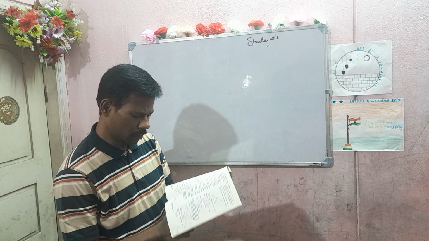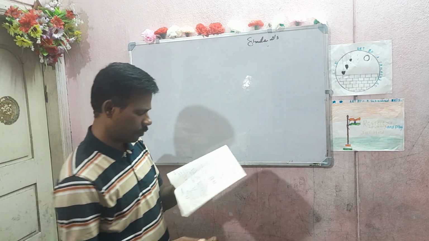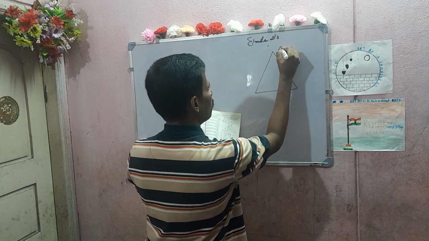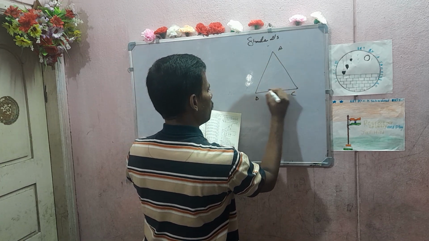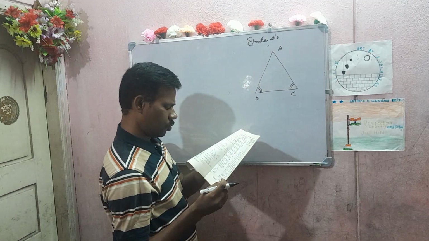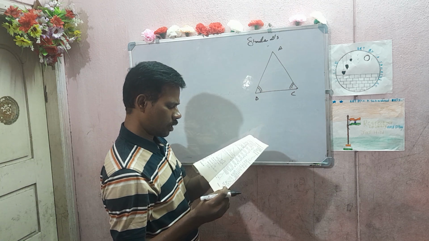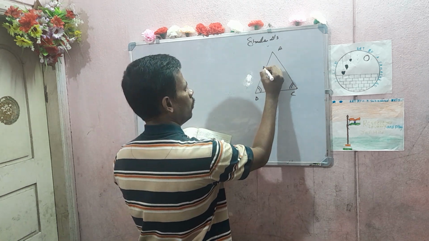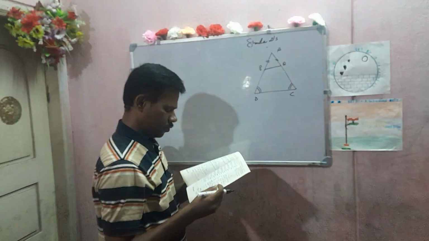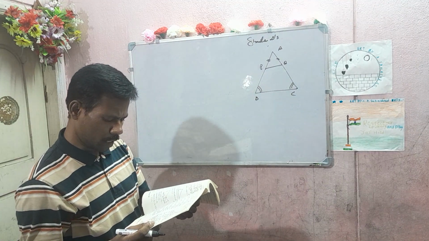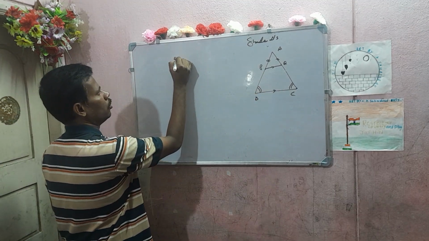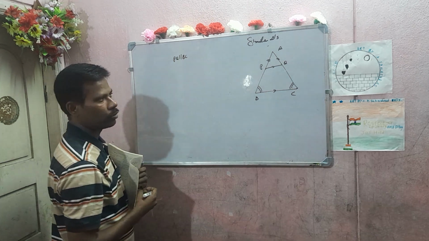In an isosceles triangle ABC, angle B is equal to angle C. Two points P and Q have been taken on AB and AC such that AP is equal to AQ. Now prove that PQ is parallel to BC. We have to prove it.